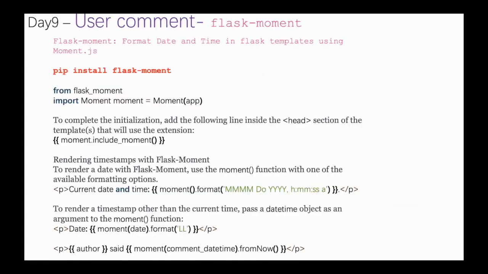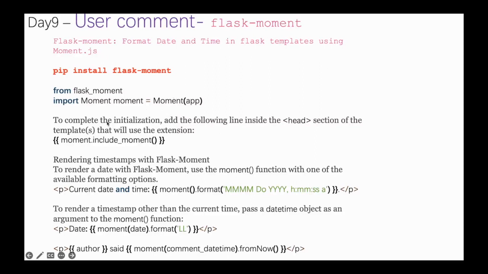Firstly, we should understand the library Flask-Moment. Flask-Moment is a very popular library for formatting dates and times in Flask templates using the Moment.js script. It's very easy to install with pip install flask-moment. When you want to use this library, you have to import Flask-Moment, import Moment, initialize the Moment class, and pass the app to this class.